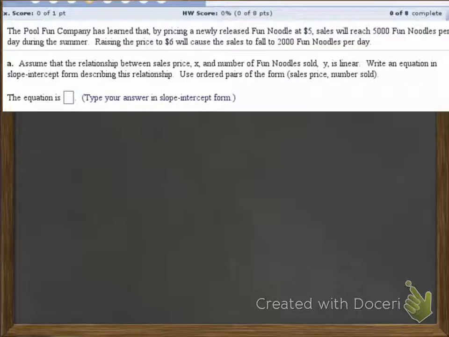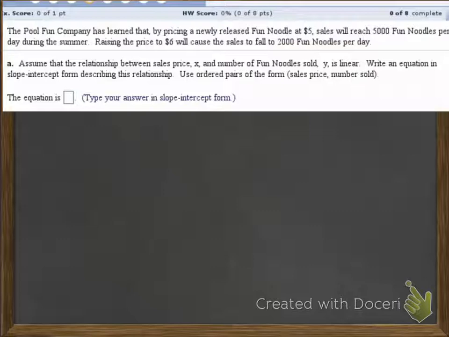Well, they don't actually give you the time, but those are pretty high prices for fun noodles, $5 and $6. So once again here we're asked to come up with an equation. So as we read the problem, it says $5, those sales will be 5,000. Now in the next sentence it says raising the price to $6 will cause sales to fall to 2,000 fun noodles per day. There's two little words in there, "to", that are very important. Take them out. We say raising the price $6 will cause sales to fall 2,000.